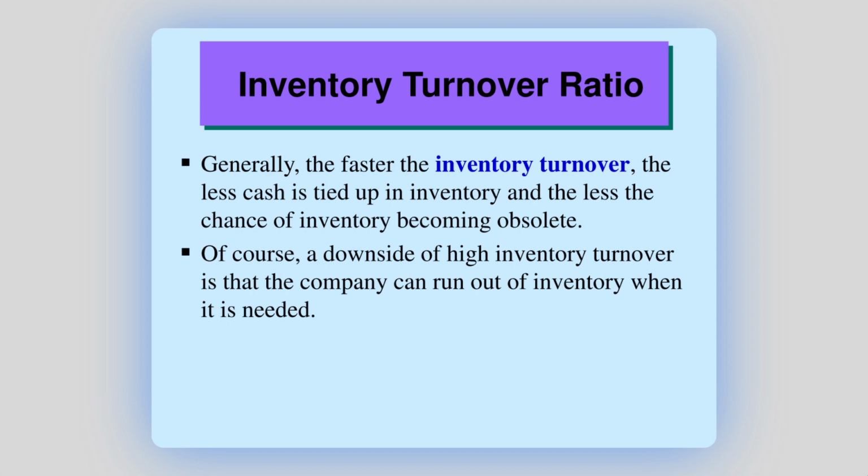So in terms of the inventory turnover ratio, generally the faster the inventory turnover, the less cash is tied up in the inventory and the less chance of inventory becoming obsolete. Okay? Kung mabilis, alright? Of course, the downside of it is that the company can run out of inventory when it's needed. So, ibig sabihin, that's why very important is what you call EOQ. You will just have an order when you have a customer. Okay? And then, eventually, ibenta mo kaagad, di ba? Yan. Okay? Alright.